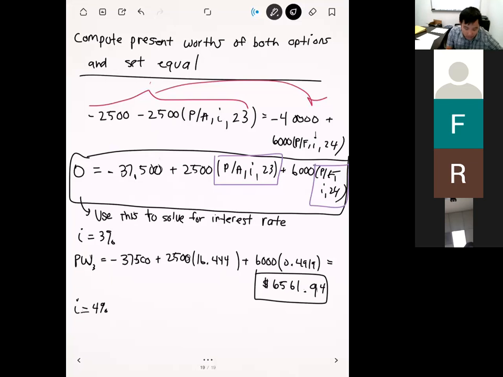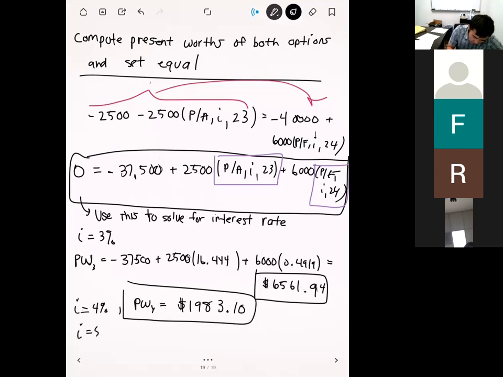And so for i equal to 4%, I'm not going to write out the whole equation again, just for the sake of time. The present worth at i equal to 4% is 1983.10. You can see that the present worth was less than the previous one, so we're getting warmer, we're getting closer to zero. That information based on the general trends for investments helped us out here. Now let's check for i equal to 5%.